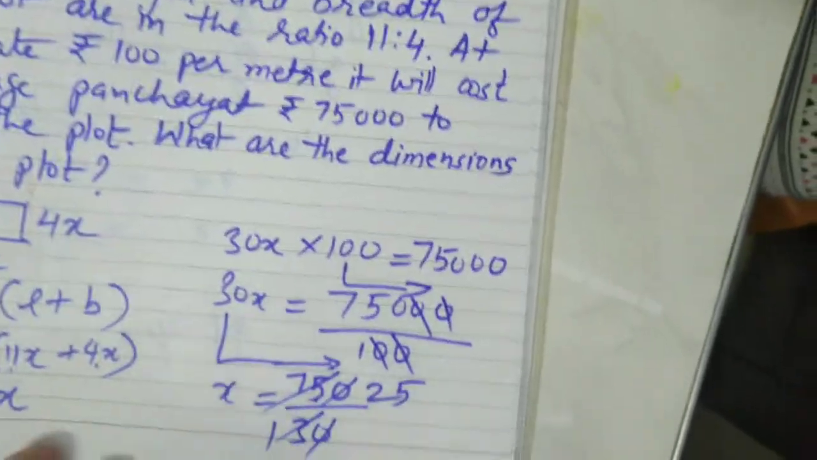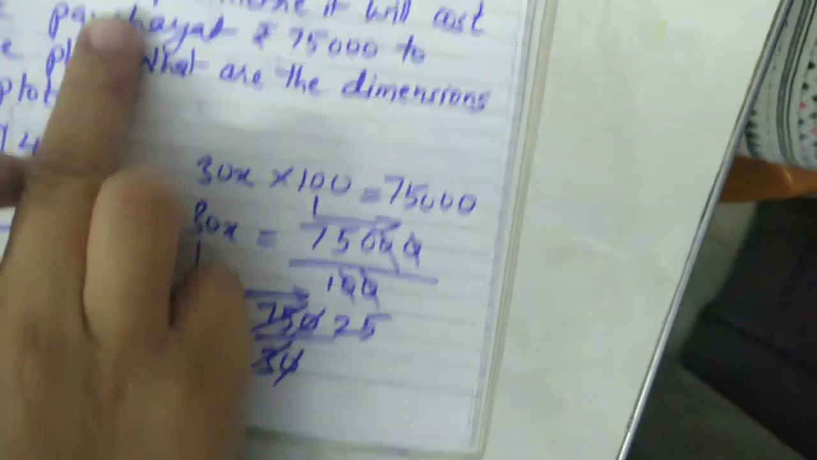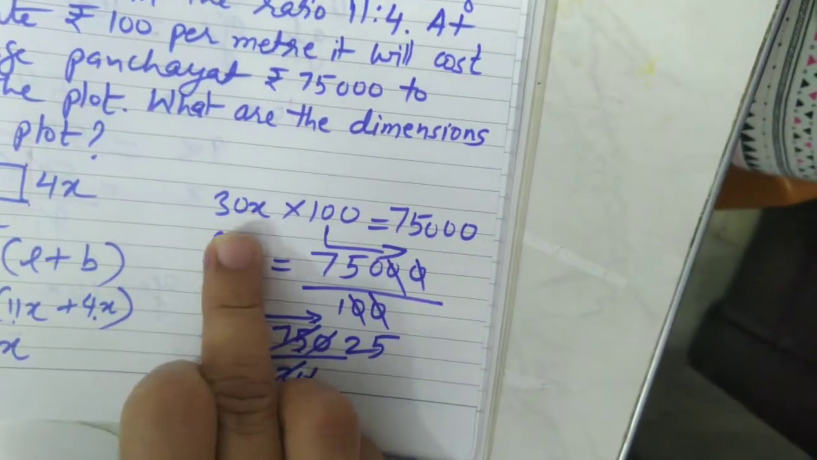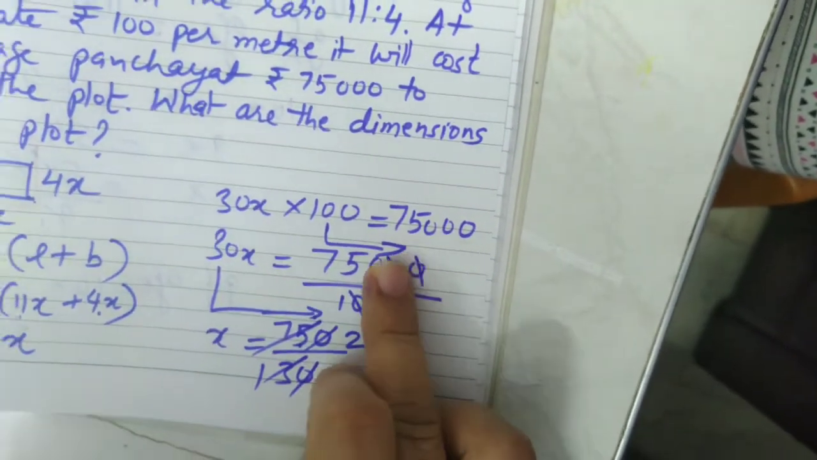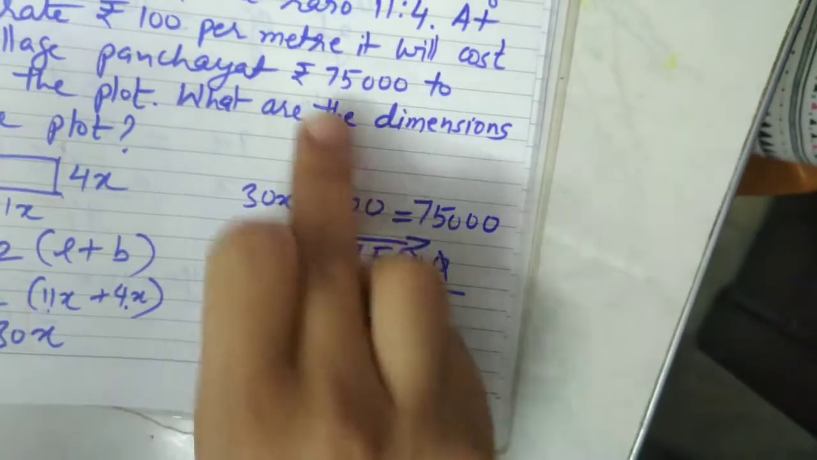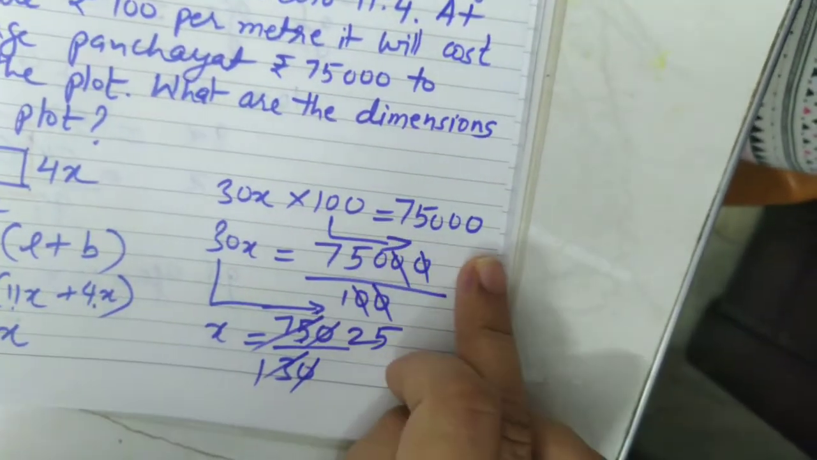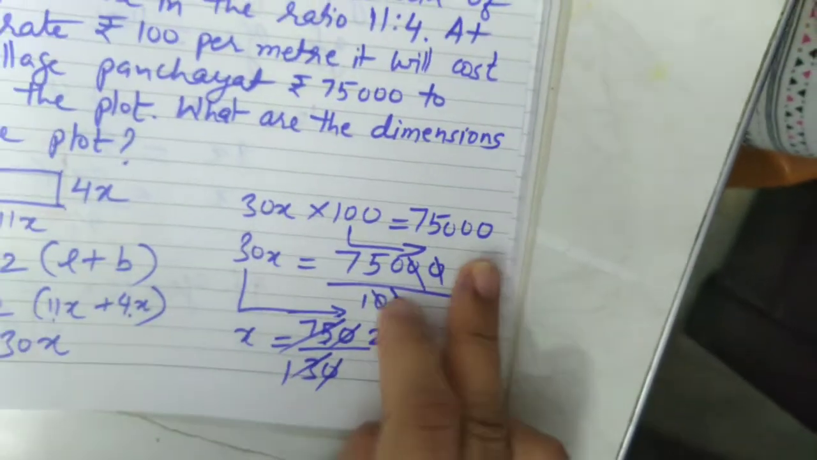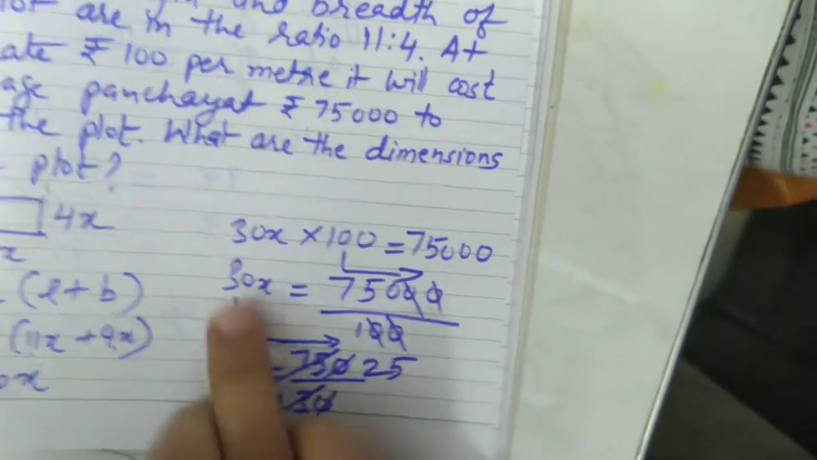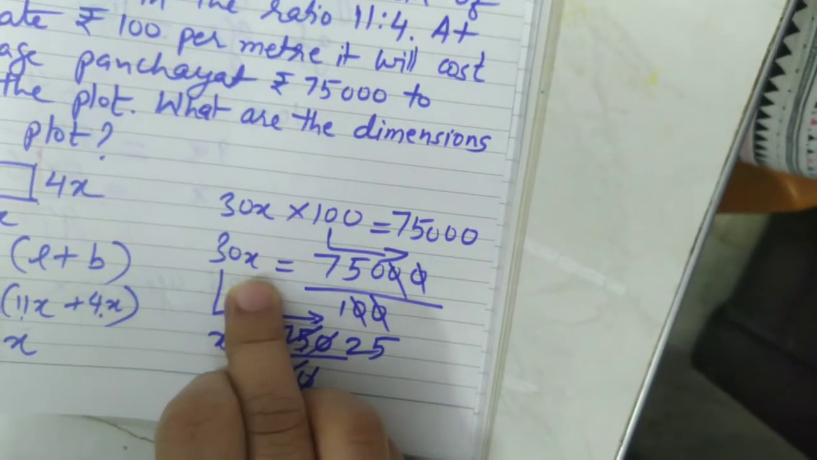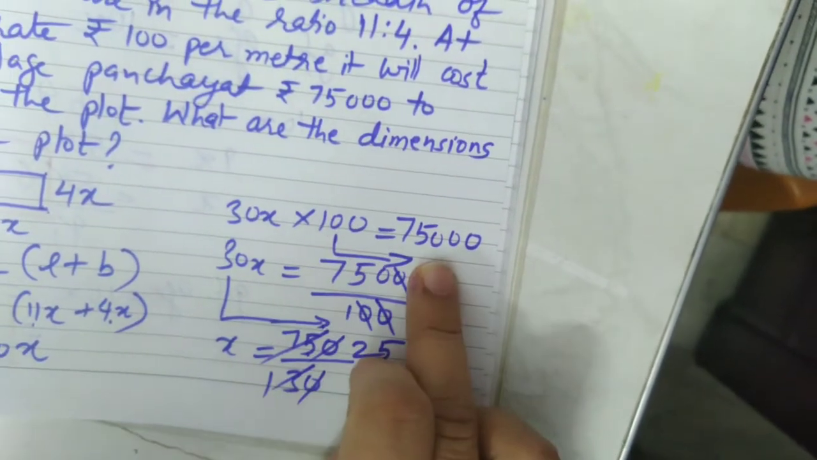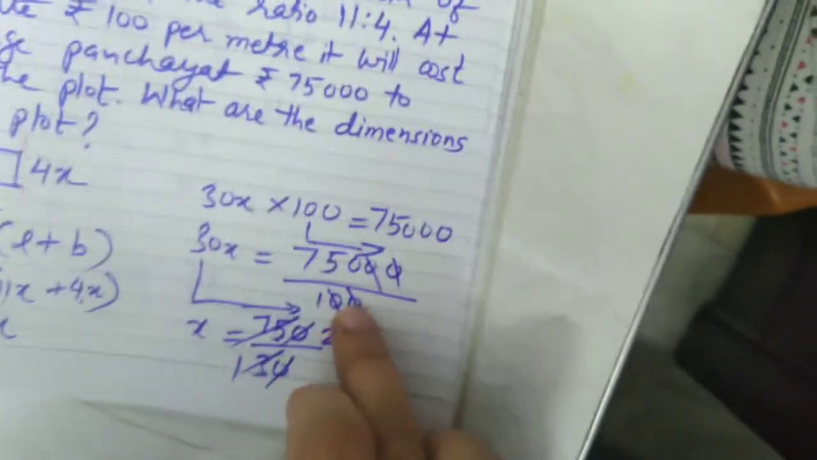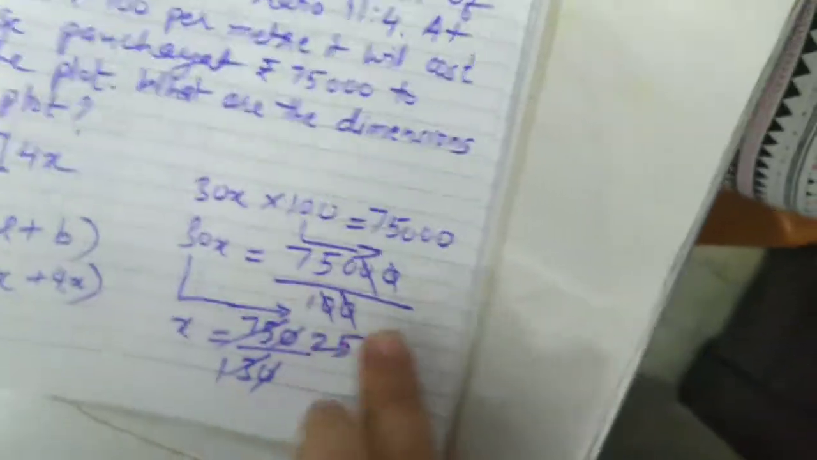Okay. Now that 30x. Now what is the rate here? The rate here is given as 100 per meter. So we have to multiply it by 30x. So what we get is 75,000. That is the total cost, 75,000, of fencing this plot. Okay. So what we have to do is, we have to write 30x equal to, now this 100 goes towards the right side. So it comes in the denominator, or we can say that it is dividing on the other side.